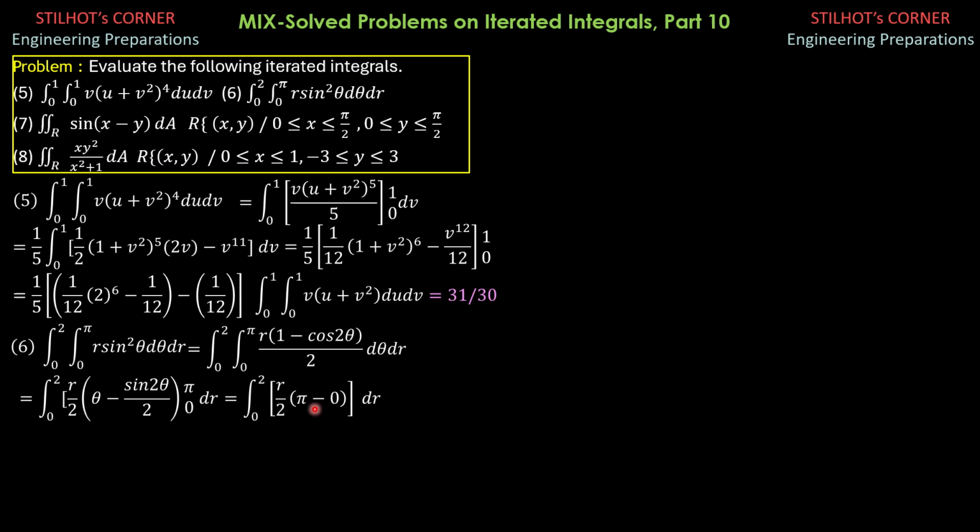Then finally, the integral of pi over 2 times r, that would be pi over 2 times r square over 2. So pi r square over 4 from 0 to 2.